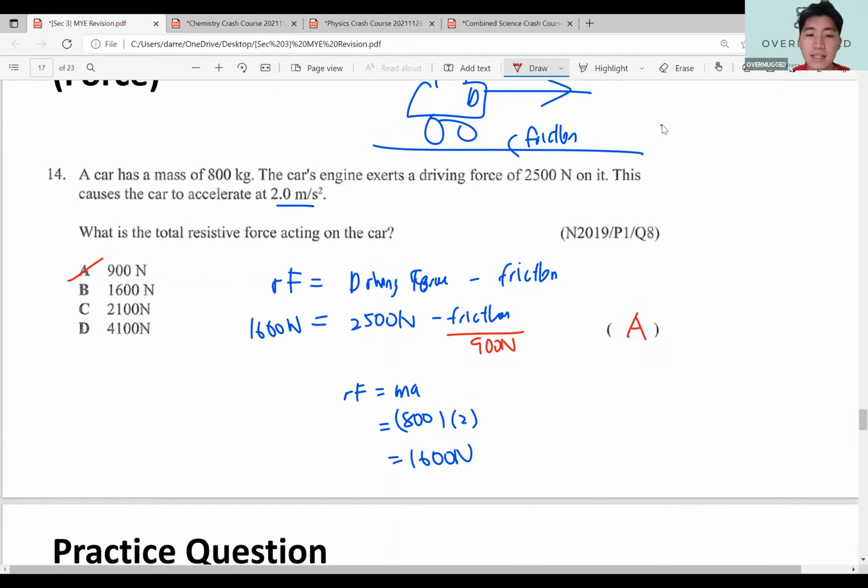So what I'm emphasizing here, doubly hard, is this resultant force: driving force minus friction, or tension minus weight. Just remember, F equals MA is not F equals MA. It's RF equals MA. If you remember that, you'll be fine. Okay? So this is for question 14.